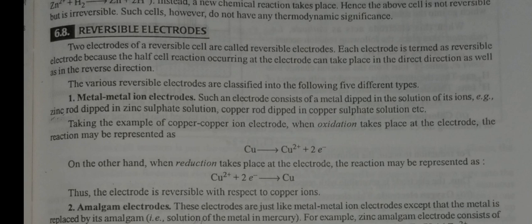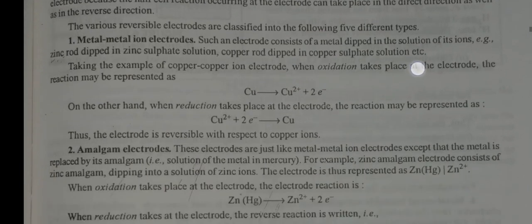First, metal-metal ion electrodes. Such an electrode consists of a metal dipped in the solution of its ions, for example, a zinc rod dipped in zinc sulfate solution, a copper rod dipped in copper sulfate solution, etc. Taking the example of the copper-copper ion electrode, when oxidation takes place at the electrode, the reaction may be represented as copper gives copper ions plus 2 electrons. On the other hand, when reduction takes place at the electrode, the reaction may be represented as copper ions plus 2 electrons gives copper. Thus, the electrode is reversible with respect to copper ions.